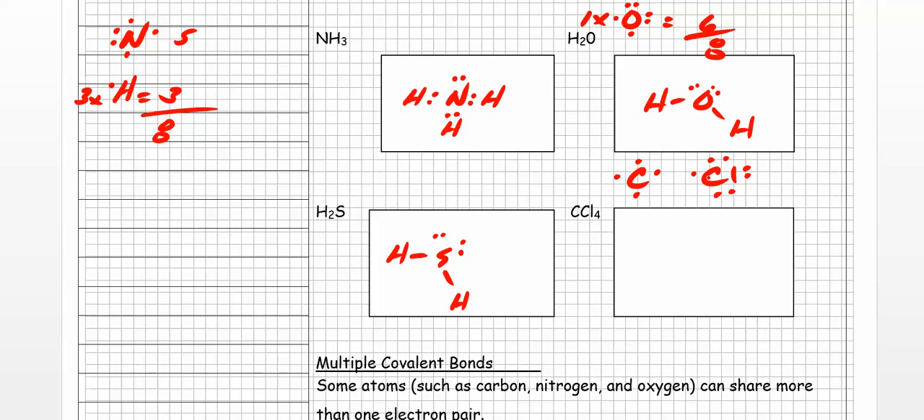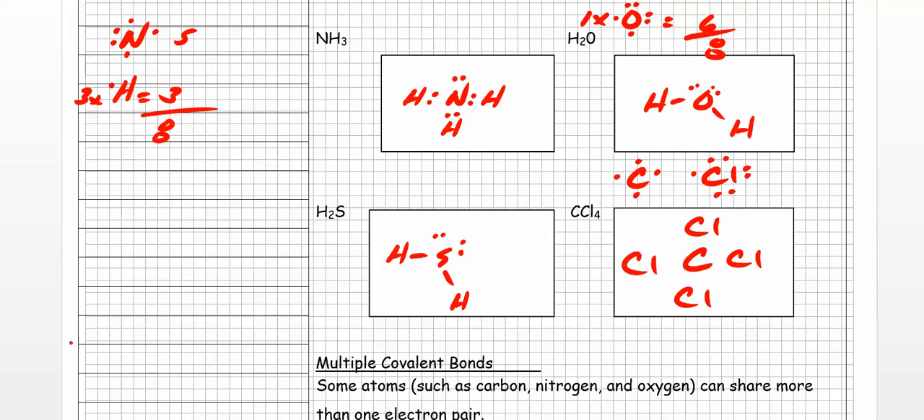CCl4, there's 4 of those. So that's a total of 4 times 7. That's 28 plus 4 more. That's 32. Let me draw those in. I'll put carbon in the middle. And chlorine here, chlorine here, chlorine here, and chlorine there, just like that, right?